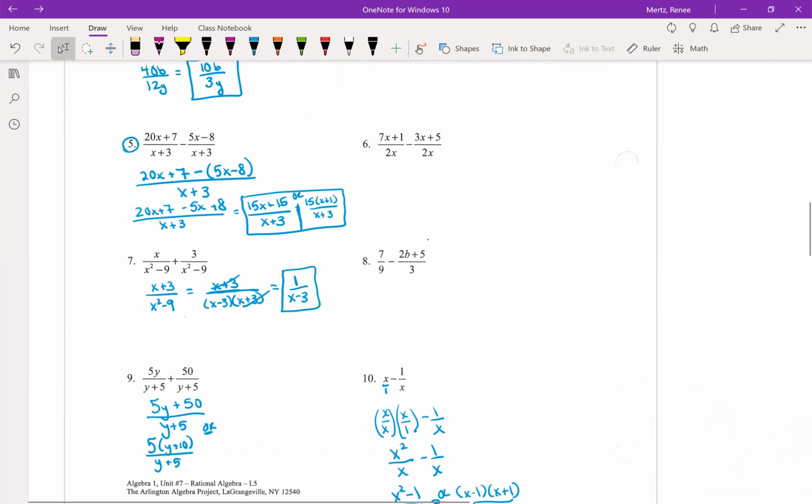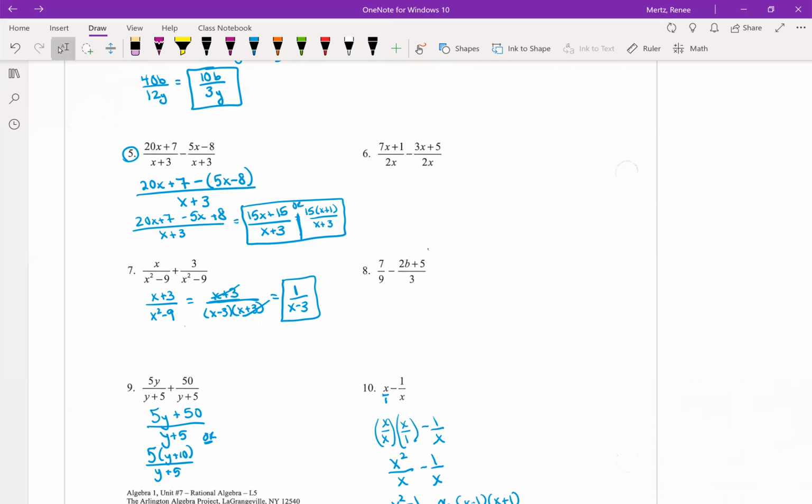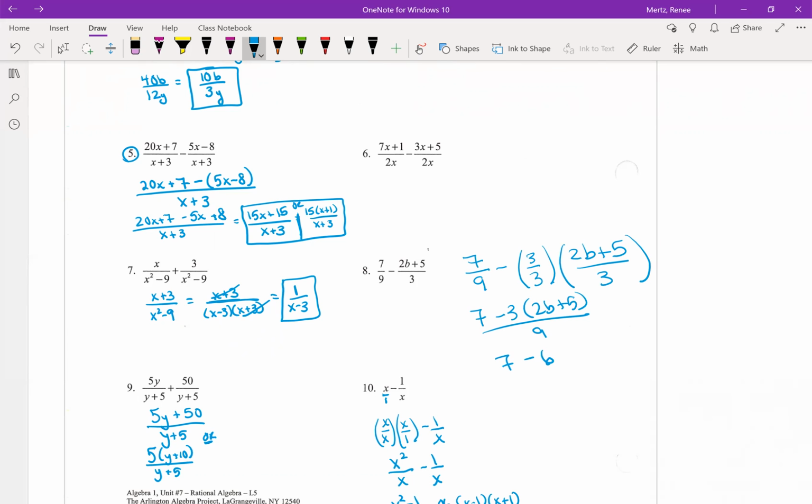Let's do 8 just because of the subtraction. So again, anytime it's subtraction, first we want to multiply. So this was actually a really good one. We want to multiply this one by 3 over 3 to get the 9. So we're distributing a -3 to a 2b plus 5. So just think about it like that. So it's 7 minus 6b minus 15 all over 9. So we get a -8 or a -6b minus 8. It doesn't matter. All over 9.